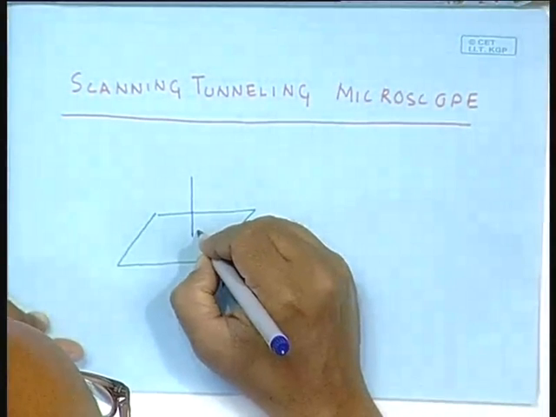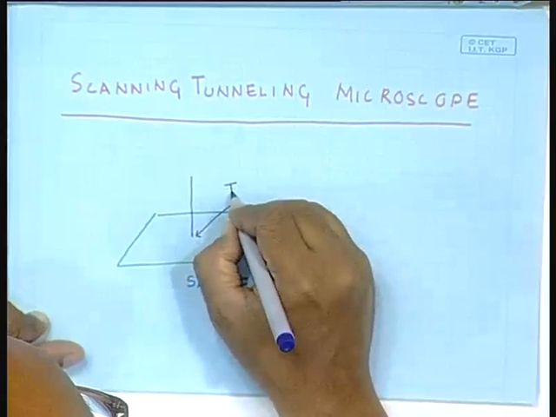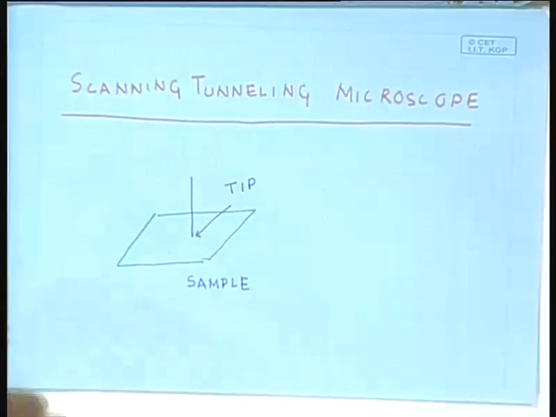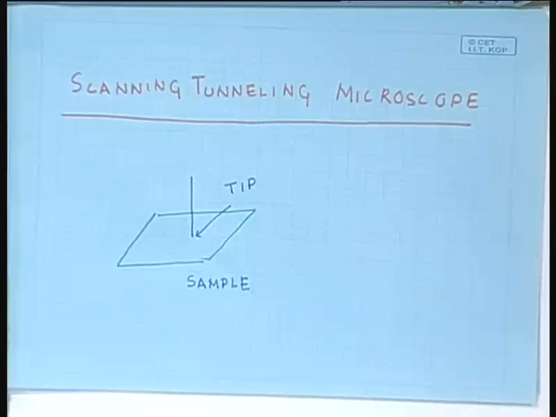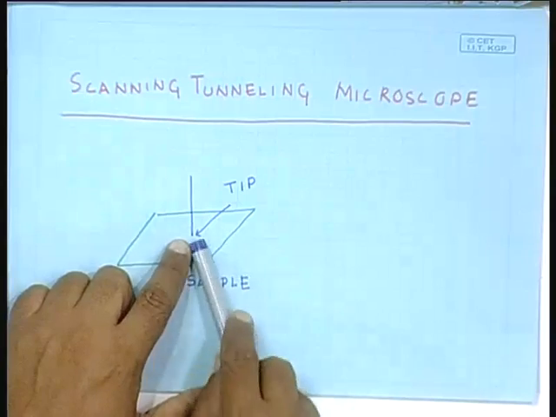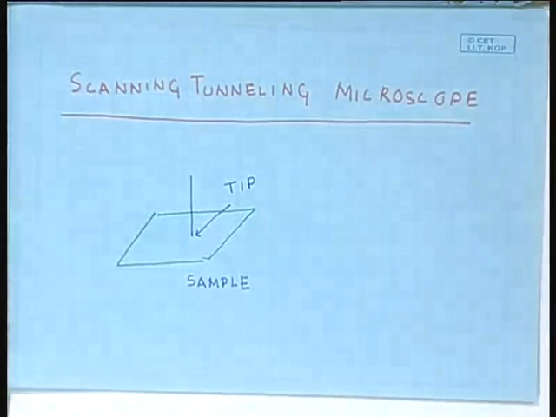There is a very sharp pointed tip which is used in a scanning tunneling microscope. The tip is of the order of few angstroms. So, this is the tip over here at the edge, which is of the order of few angstroms.